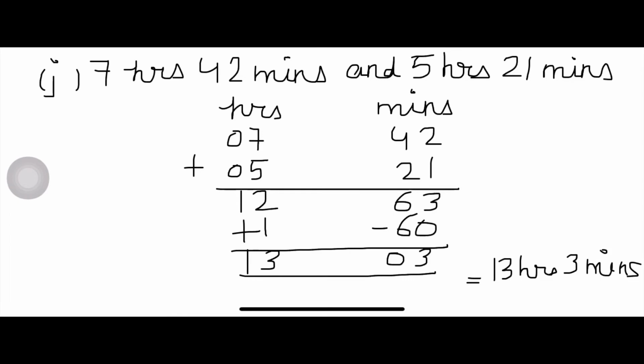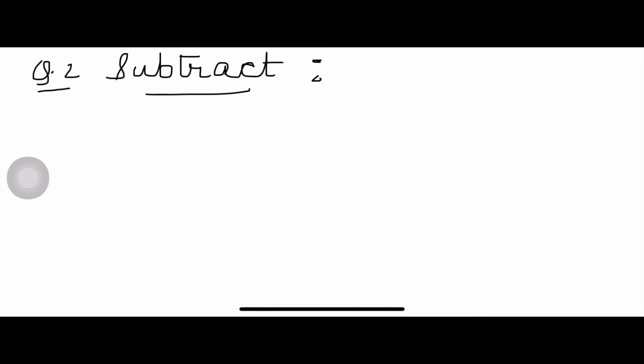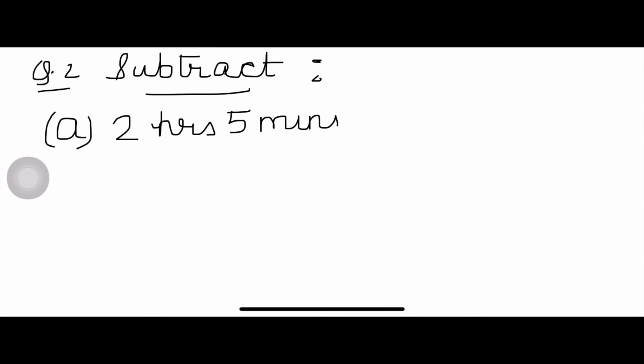Now I am doing activity 6 question number 2. Here I have done activity 6 question number 1. Now see, question number 2, you have to subtract. Just write subtract. Now I am doing A part. A part is 2 hours, 5 minutes from 11 hours, 20 minutes.